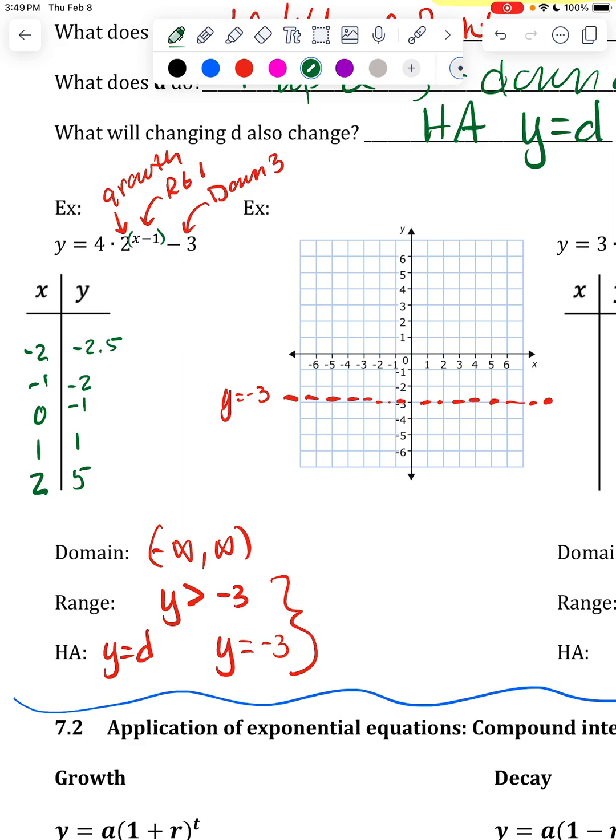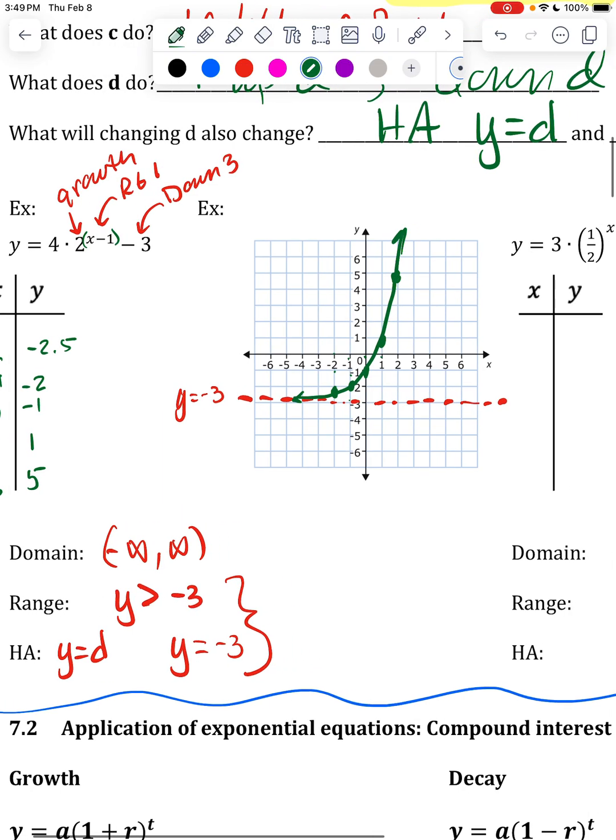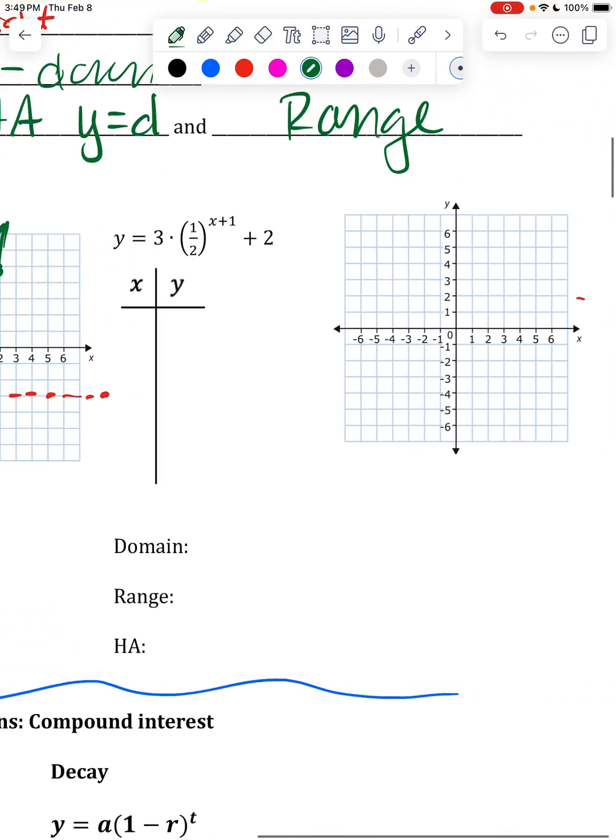Start at negative. Okay. So if I go to negative 2, I'm down 2.5. At negative 1, I'm down 2. At 0, I'm down 1. At 1, I'm up 1. At 2, I'm up 5. And so the points are aligning where it's going to do exactly what you would expect.